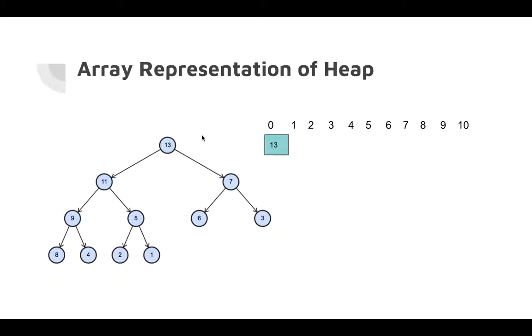So first we'll put the root node at index 0. Next, we'll put the left child of the root node, which in this case is 11, at the next index. The next index is 1. Now, we'll put this right child in the next index, which is 2, and so on.